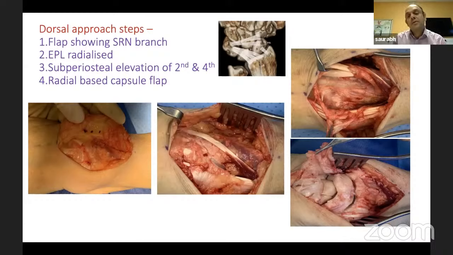Of course, your capsular cut and your retinacular cut, you have to cater to that particular case, as we'll see in the coming slides. So if I only have a scapholunate or a lunotriquetral ligament repair, I don't need to do such extensive dissection. I need to partly incise my retinaculum and my capsule.